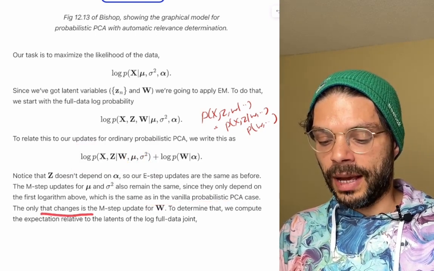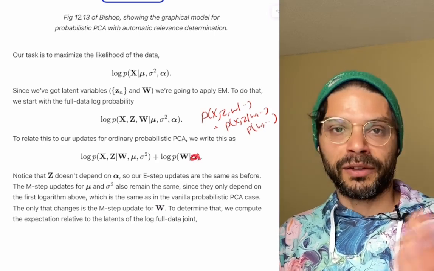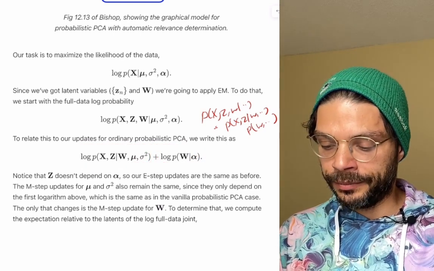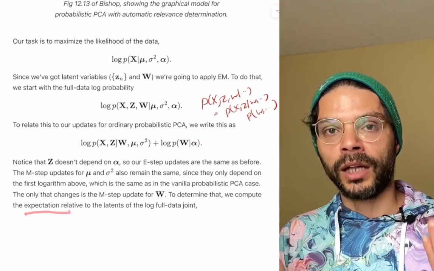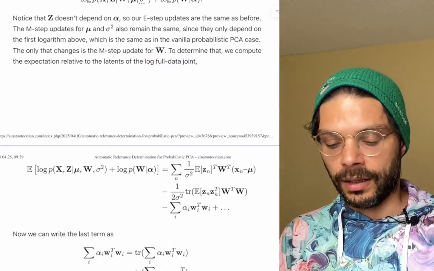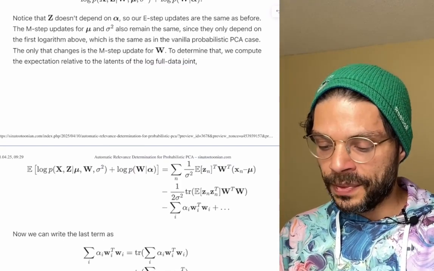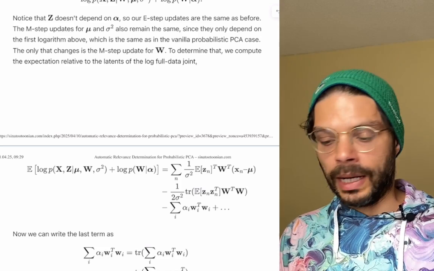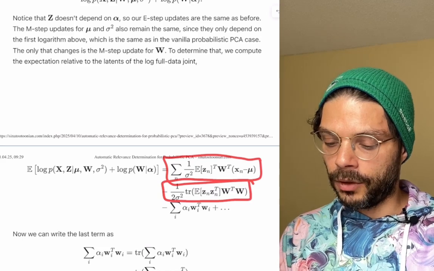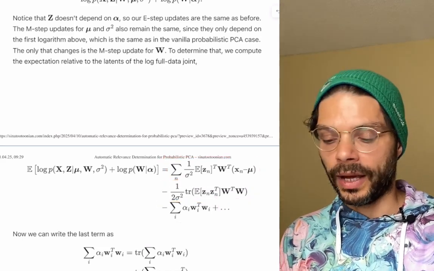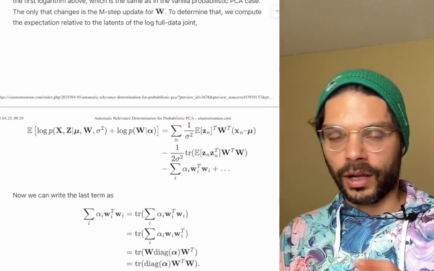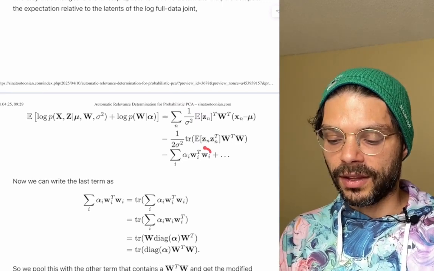So the only thing that changes is the M step update for W, because now we've got this alpha term. We've got this, which is just like what we had before, and now we've got this additional term that depends on alpha. So to determine that, we compute the expectation relative to the latents of the log full data joint. This is just the standard EM machinery, and if you look up the formulas you'll see that we've got this term just like before, and this term just like before, and now we've got this additional term, which is coming from the prior. So now the only thing we have to do to make things work is to rewrite this last term.